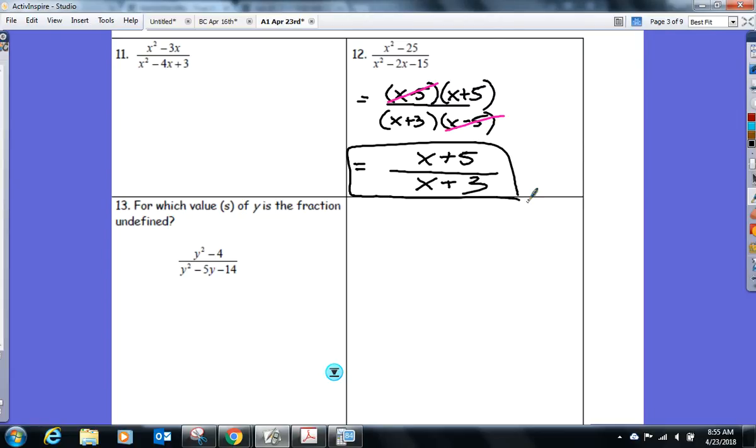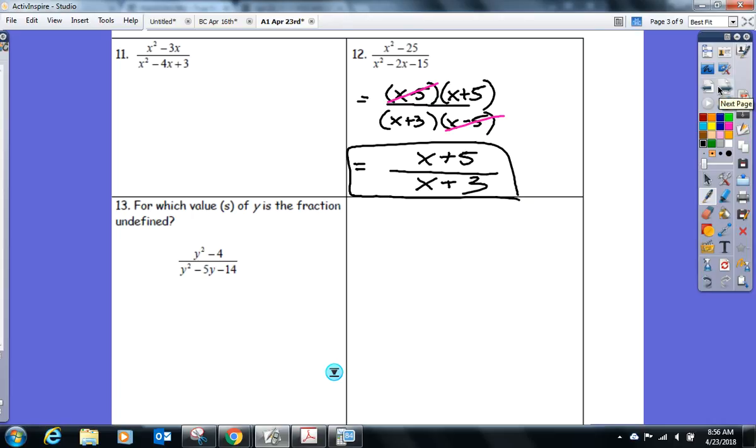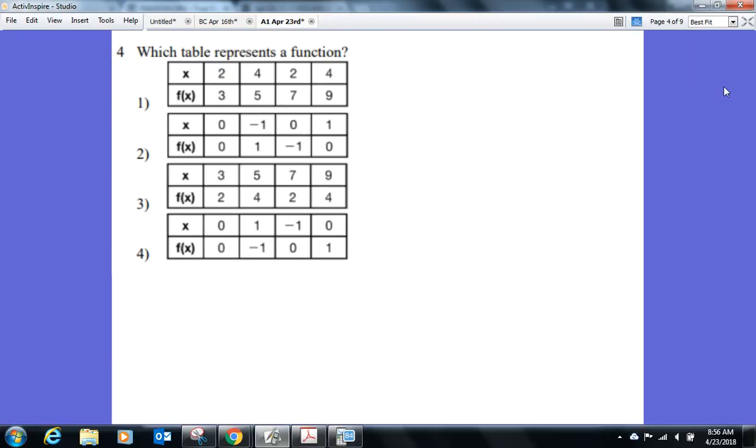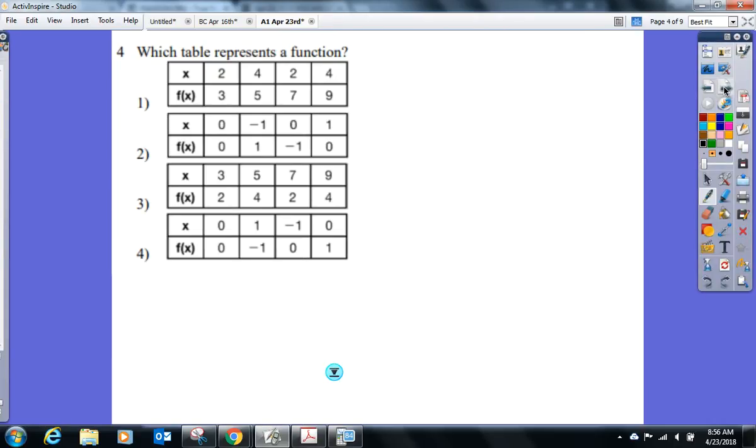I think you guys will be good to go for the remainder of that homework. Okay? Everyone good? Put that away. Let's get the Regents out. We're going to start on question 4 together. I've selected some random ones here.